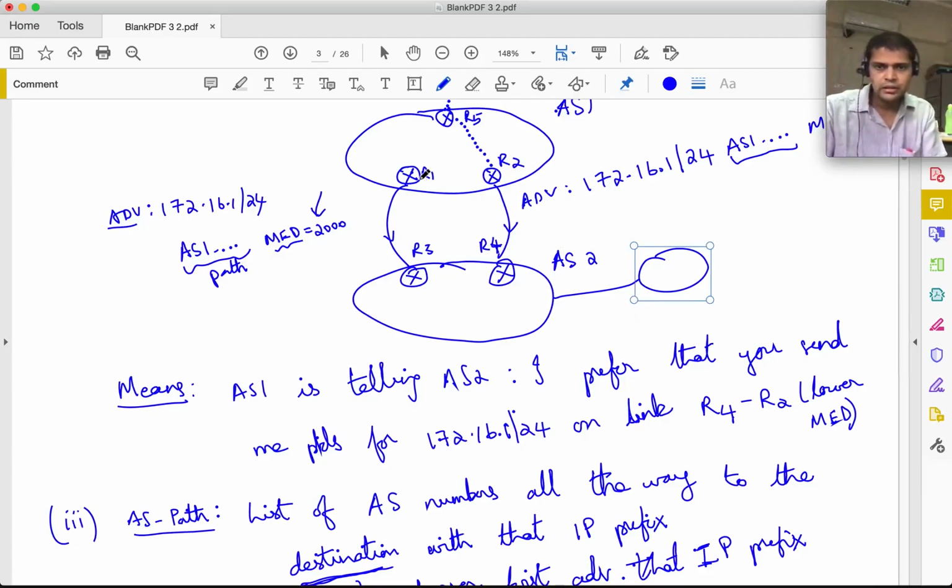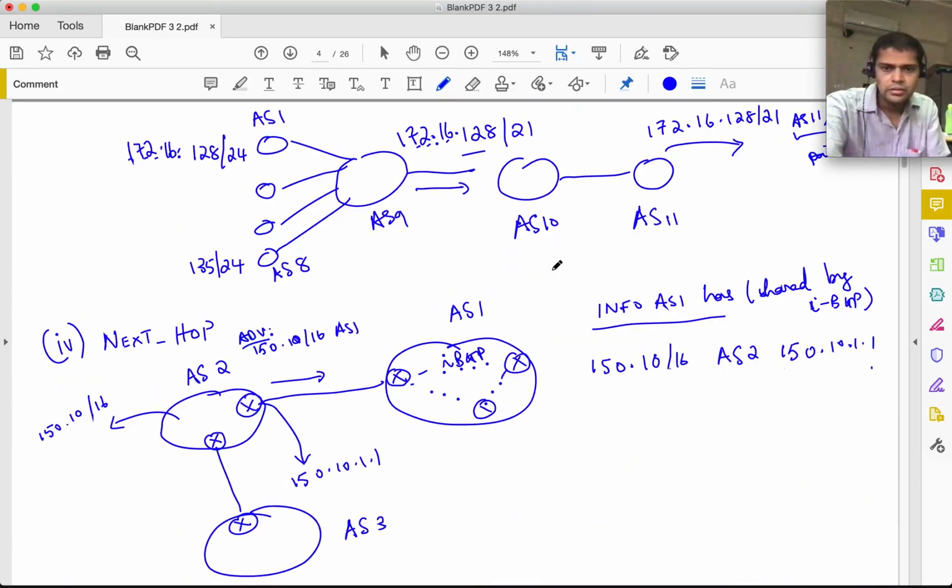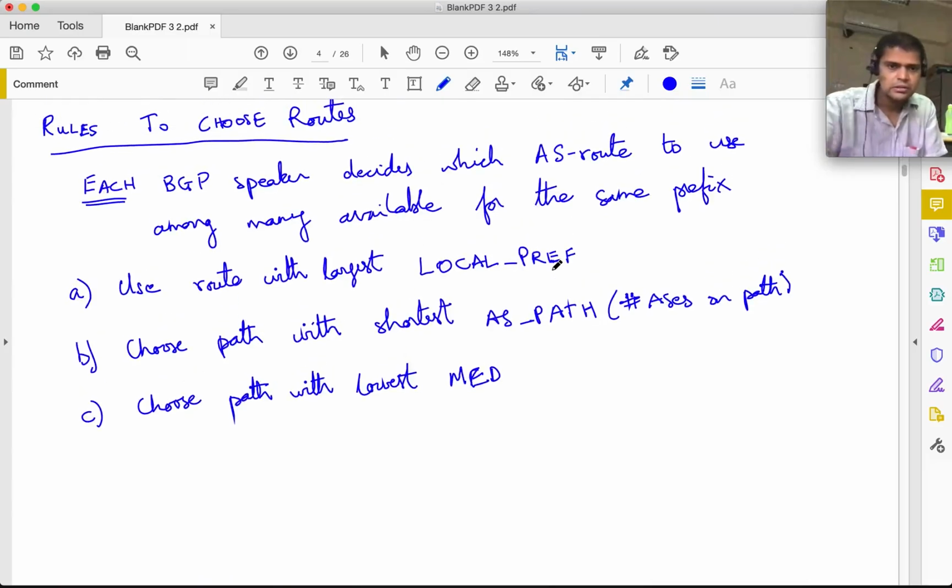Though strictly speaking, MED from the same AS makes sense, because he can put any number here. Really what matters is which one is more preferable to the other one. This person might give MED 50, but is his 50 comparable to 2000 or 1000 here? There may not be any relationship between the numbers that this autonomous system is giving, compared to what another is giving AS2. But you're allowed to use MED even across autonomous systems and choose the one with the lowest MED.